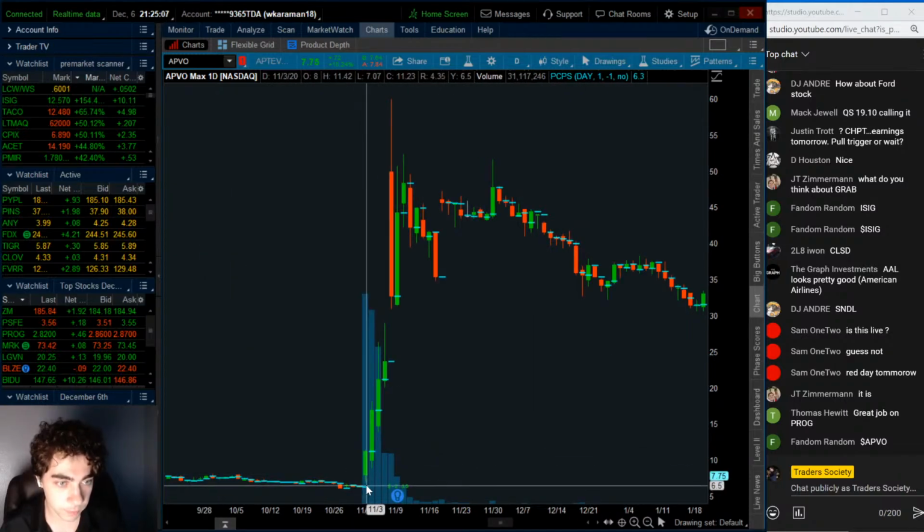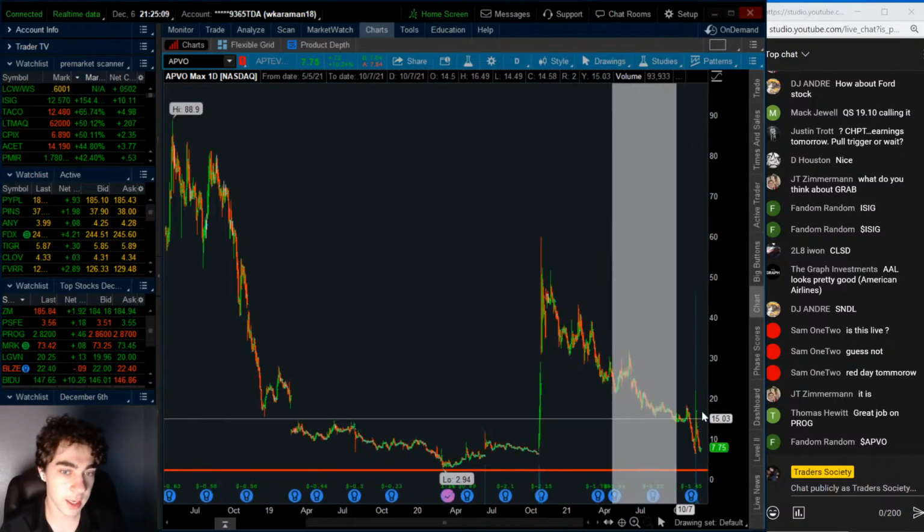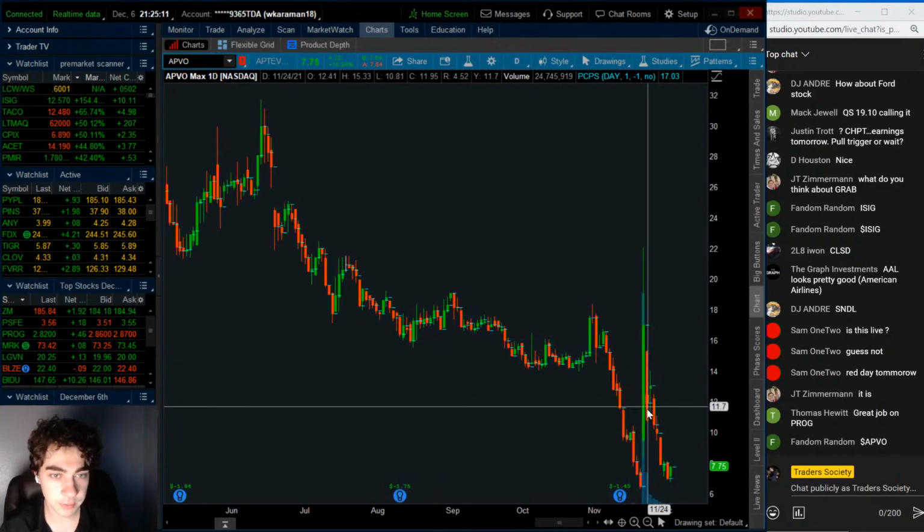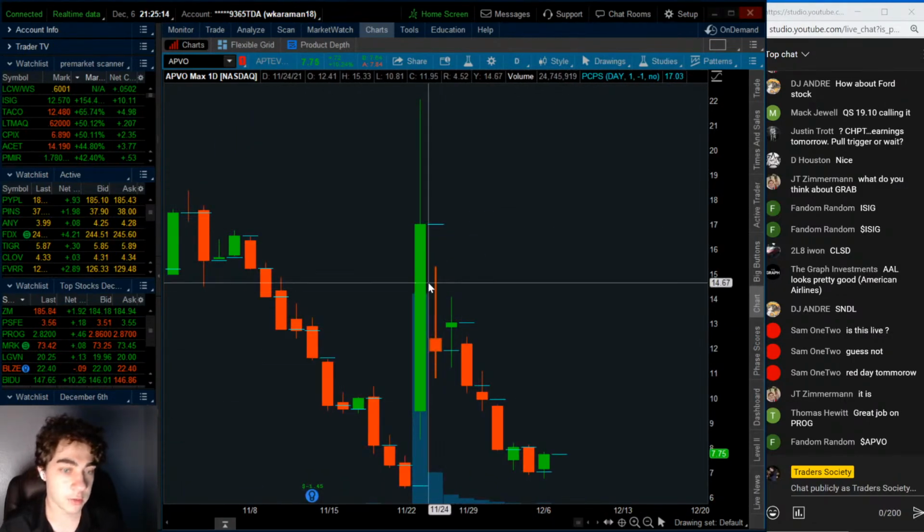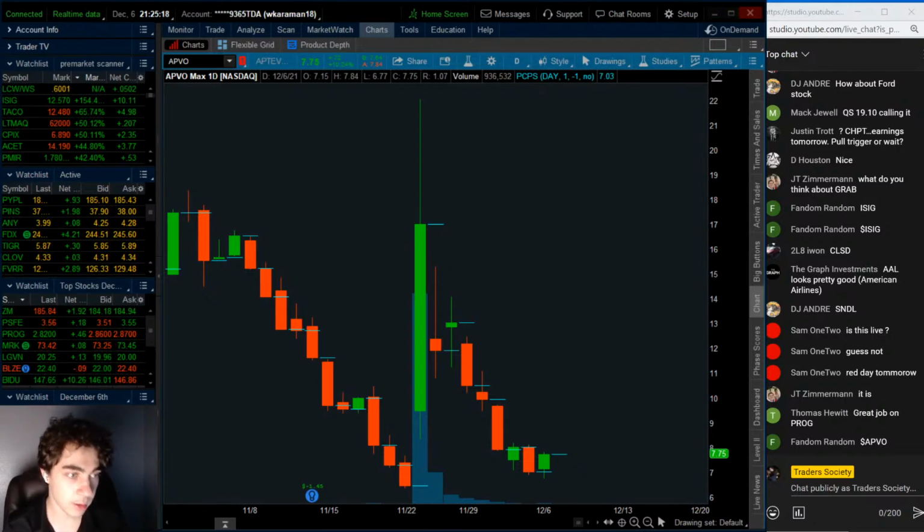So let's see. You have 630 and 648. It recently gapped up massively, and there's a gap to fill above. So yeah, this is good. This is like a decent chart. So I'm gonna add this one on.